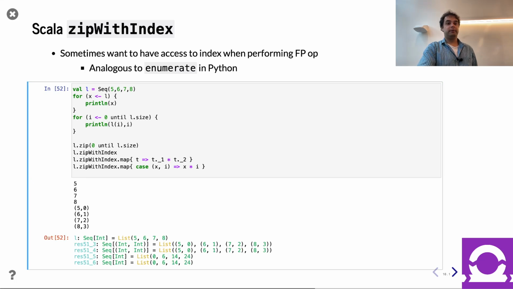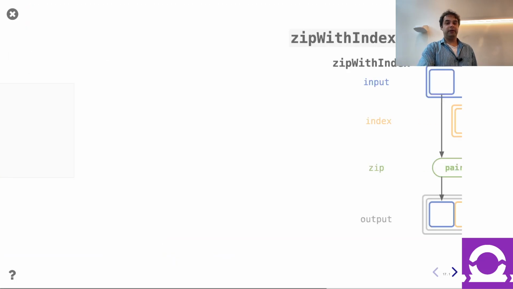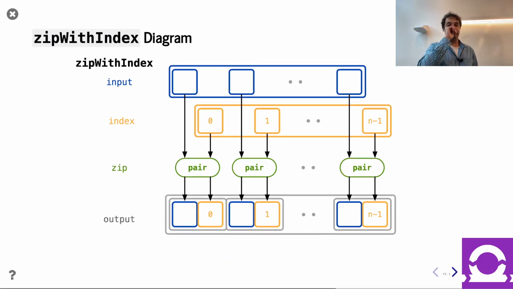Cool. Other questions? Yeah, so this is pretty cool. Let's go ahead and start applying these to a design. Okay, here's a diagram. It's the zip diagram from before, just now the second collection is hardwired to be that range. So it's the indices coming in, and we pair them together.